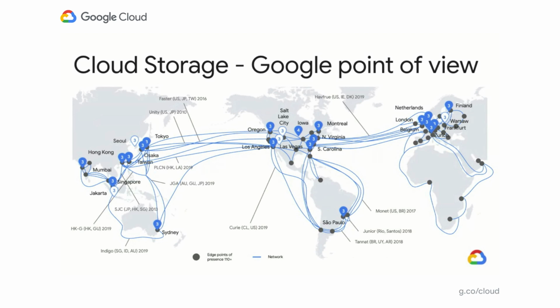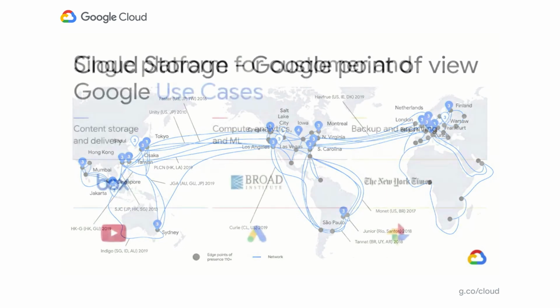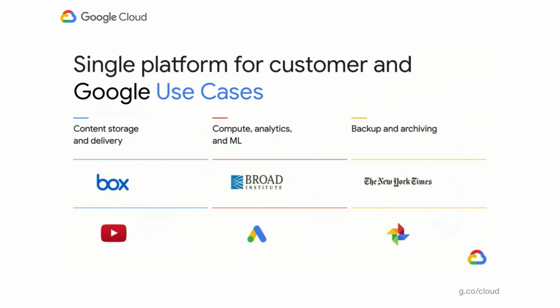But behind the scenes, from Google's perspective, Cloud Storage is actually a massive distributed system that has the potential to take advantage of all of our regions, networks, points of presence, and all the servers and disks that I talked about earlier. And it has to make use of all those aspects to satisfy three primary use cases: content storage, compute analytics, and machine learning, as well as backup and archiving.